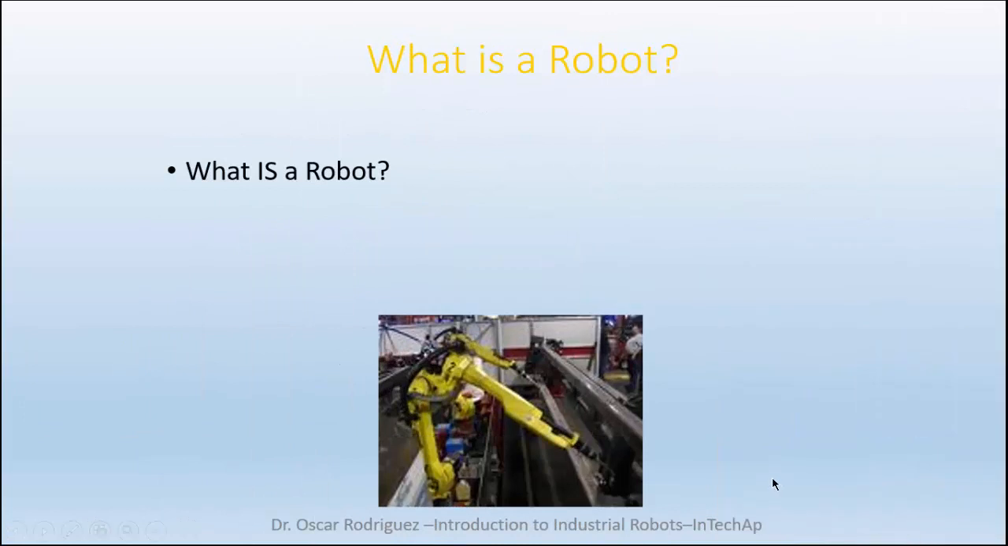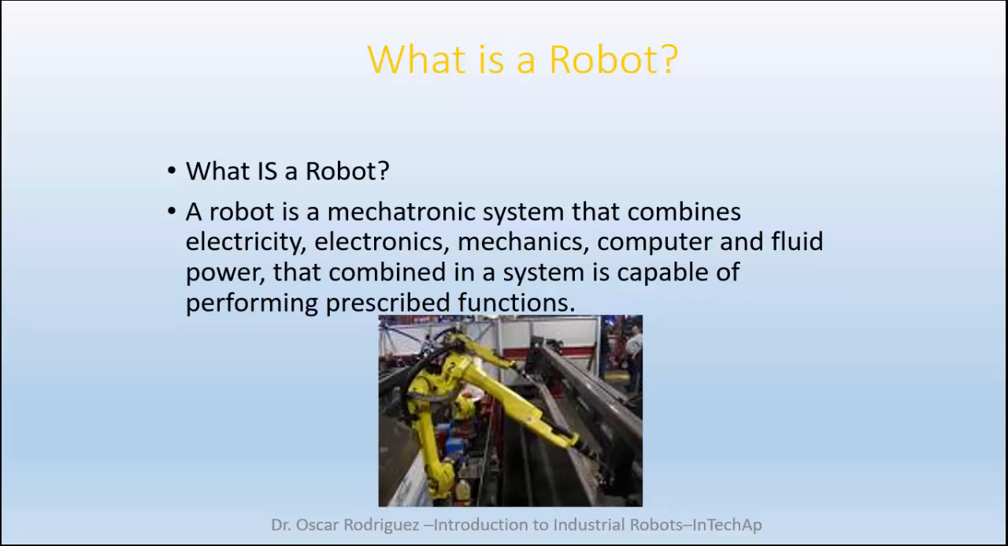Another definition for a robot. This is an ample one too: a robot is a mechatronic system that combines electricity, electronics, mechanics, computer, and fluid power, and that, combined in a system, is capable of performing prescribed functions. It's a mechatronic system made out of all these disciplines, and when those disciplines are combined into a practical machine, that machine is capable of performing prescribed functions. That's kind of a deeper level definition.